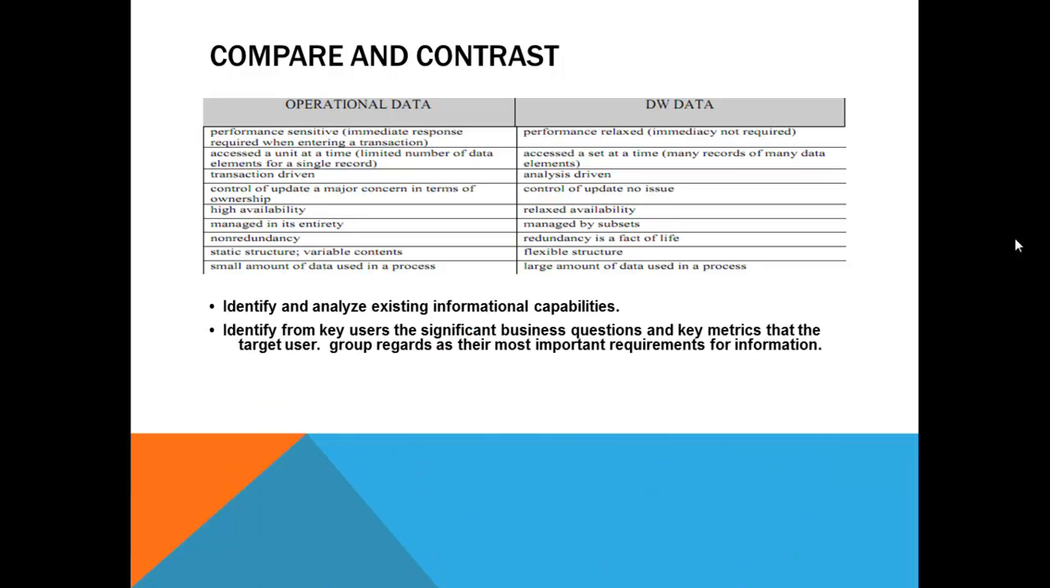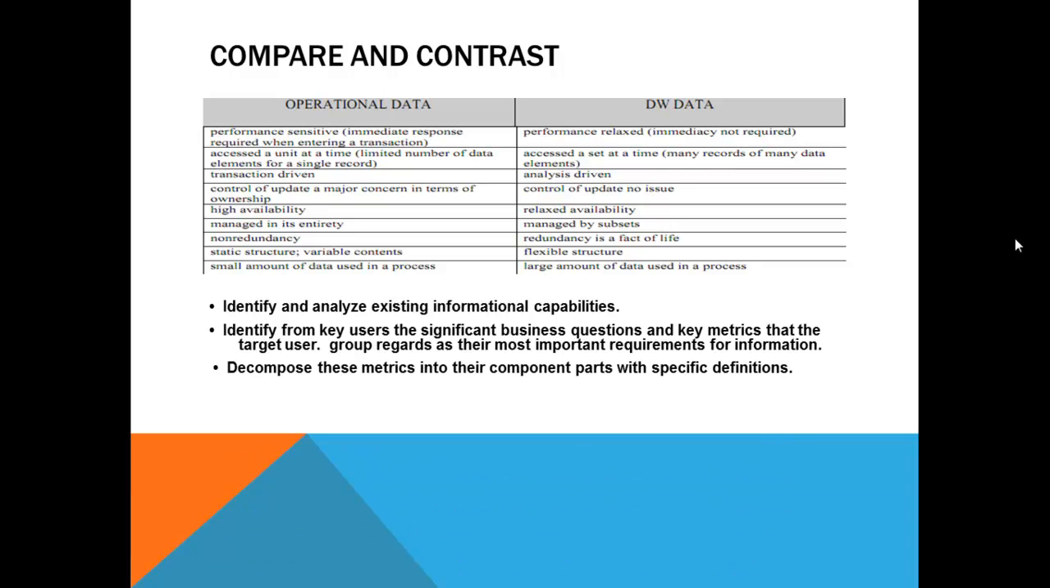So, identify and analyze existing informational capabilities. Identify from key users the significant business questions and key metrics that the target users are looking for, and group them as the most important requirements for the information. Like yesterday, when I was talking about relocating from home to home, I was telling you, right? You'll have to group your things. You'll have to say these are priorities. These are important. Taking your jewelry is important. Taking your money box is more important than anything else. Later on comes only the plunger and the broomstick. Those are the last things. So you'll have to gather information, prioritize, and look at it the business way, not the regular way.